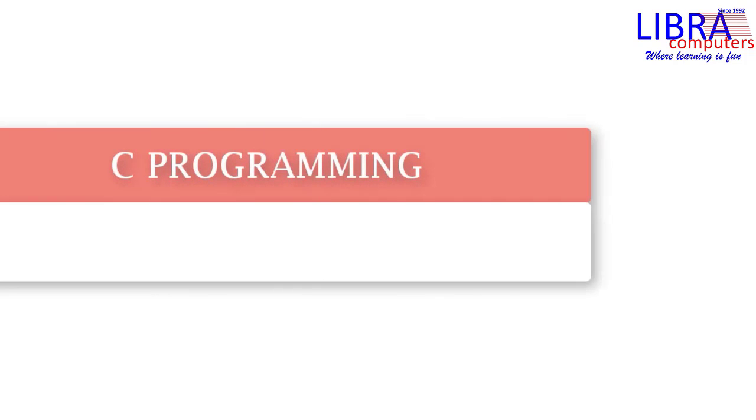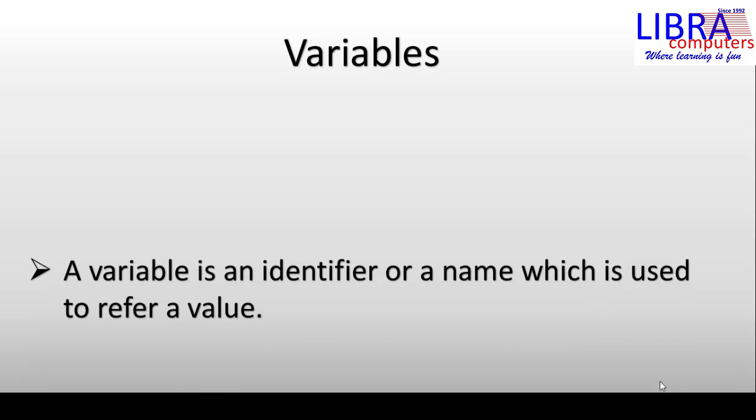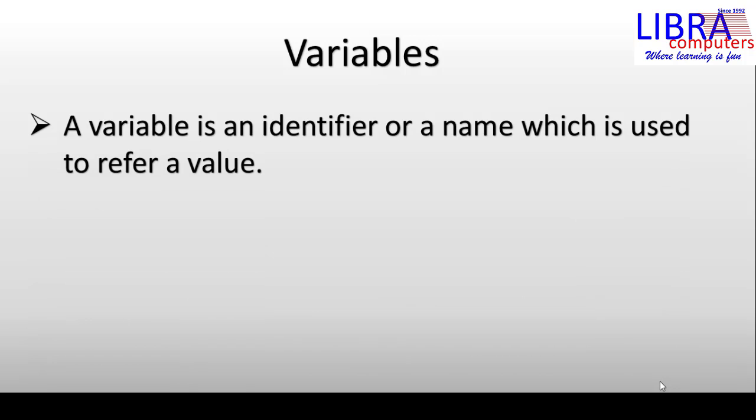In this video, we'll be learning how to declare variables in C programming. And what are the various naming rules to define variables in C? What are variables? A variable is an identifier or a name which is used to refer a value.